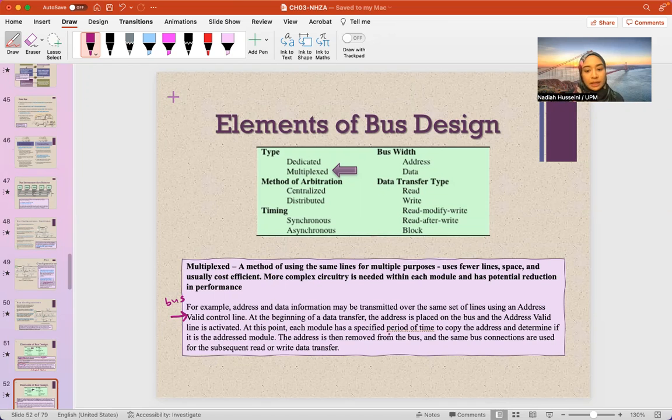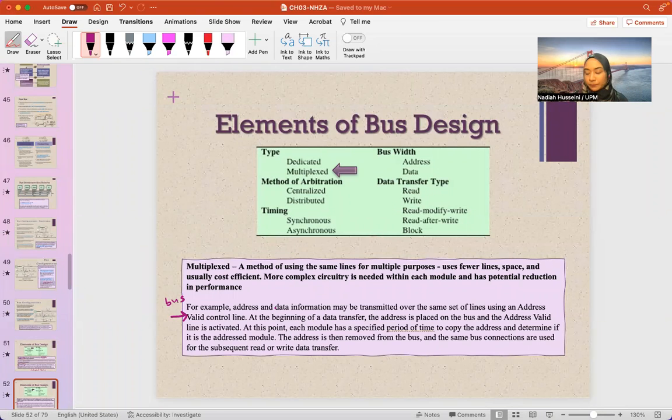So each module has a specified period of time to copy the address and decide whether they have to respond to it or not. The address is then removed from the bus, and the same bus connections are used for the subsequent read or write data transfer. After the module has recognized, hey, this address belongs to me, I should respond to it, the CPU withdraws this address and puts in the data for reading or writing.